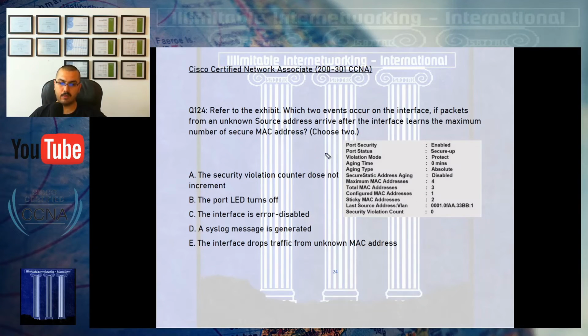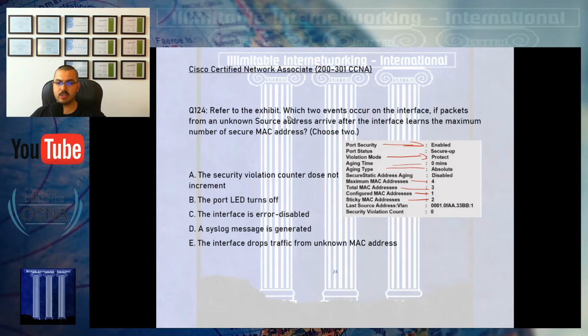124. Refer to the exhibit. The exhibit is also port security. Okay, no problem. This is also port security enabled. The violation is also protect. No timer, absolute. The maximum is 4. The learned are 3, so we still have 1 MAC address to be learned in the future. The configured is only 1. 2 of them are sticky, so 1 manual static and 2 dynamic.